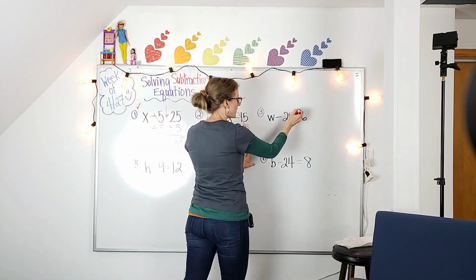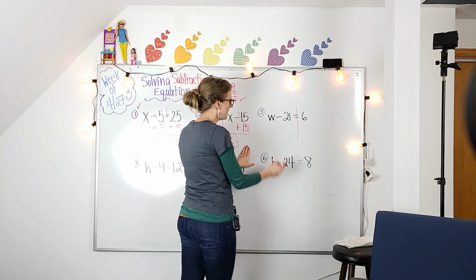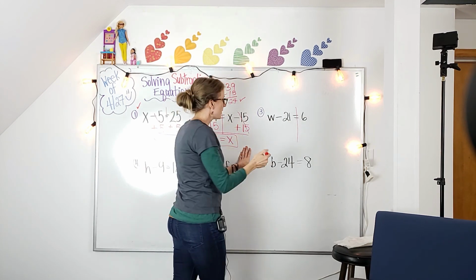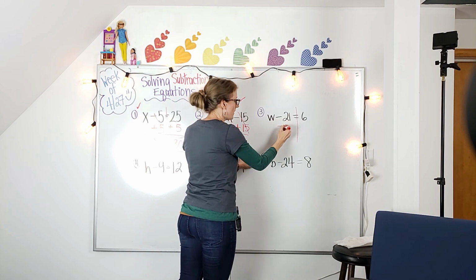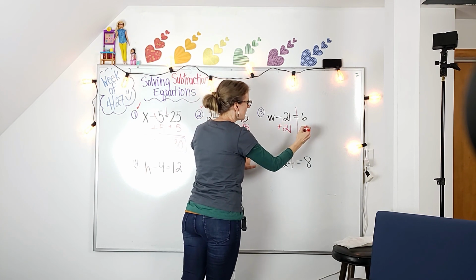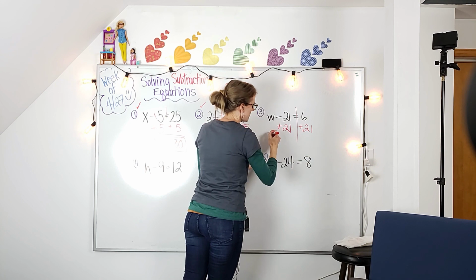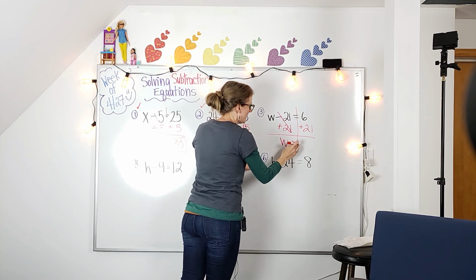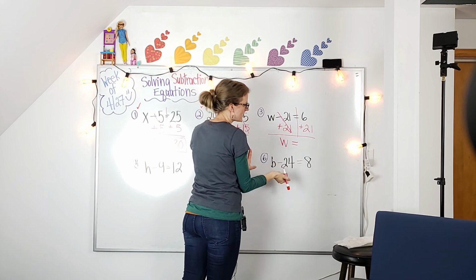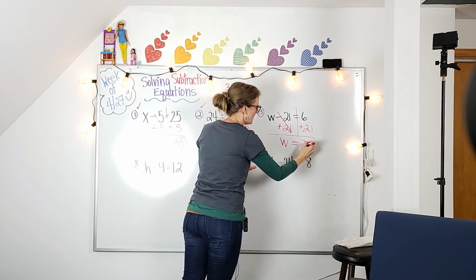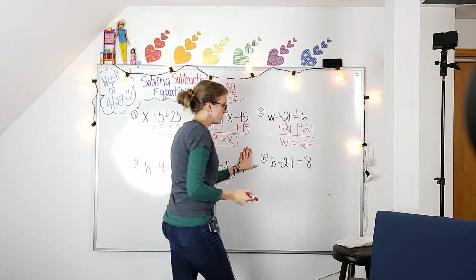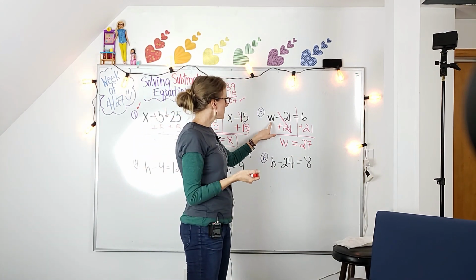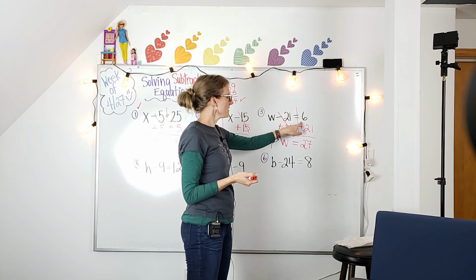Same thing again. This is where our wall is on this one. I have a w this time as my variable. I want to isolate the variable by getting rid of the minus 21 or negative 21. So I'm going to add that to both sides to get a balance here. Bring down my w, add that together. 21 plus 6 is 27, and we check it. 27 in here. Does that make sense? 27 minus 21 is 6.